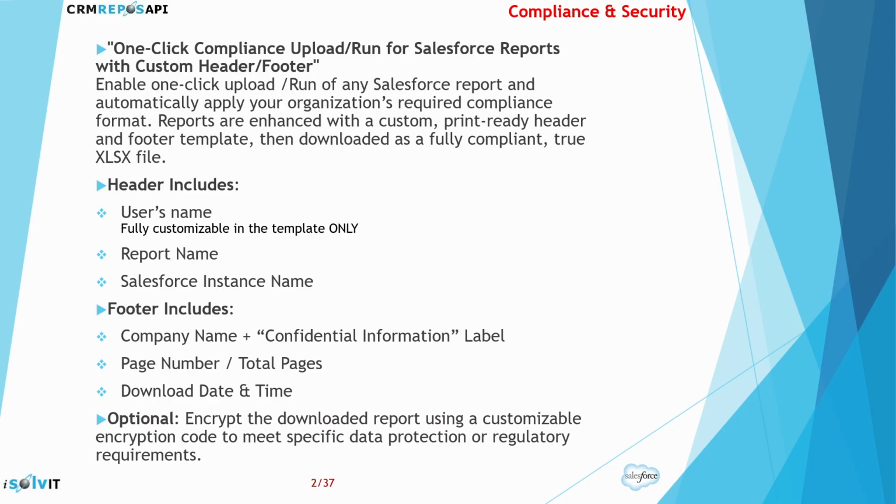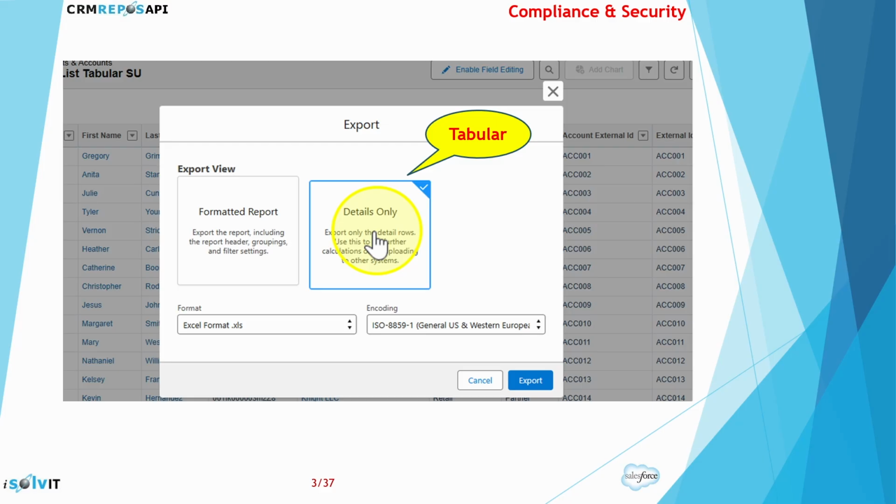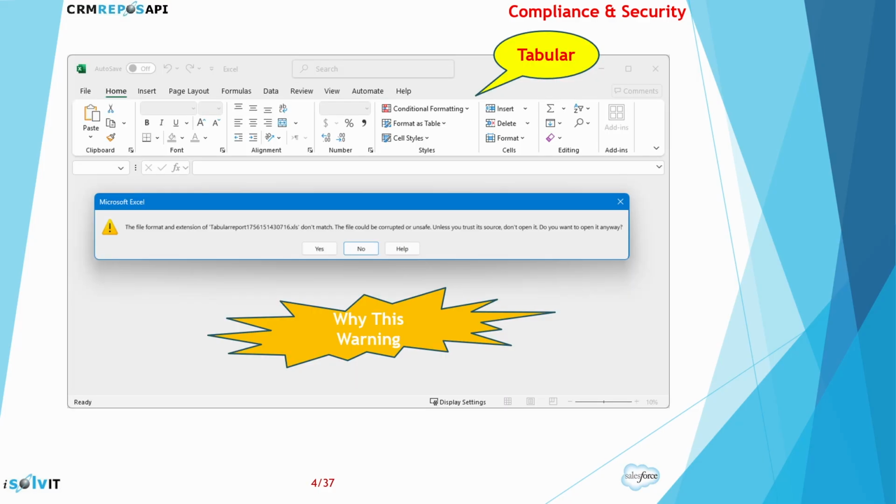Optional feature, encryption. The user may choose to enable encryption and apply a custom encryption code. When enabled, the final XLSX file will require the code to open, adding an additional layer of data protection. To export a tabular or slice and dice report, select Detail Only from the options, and then proceed by clicking Export. The exported report type is tabular.